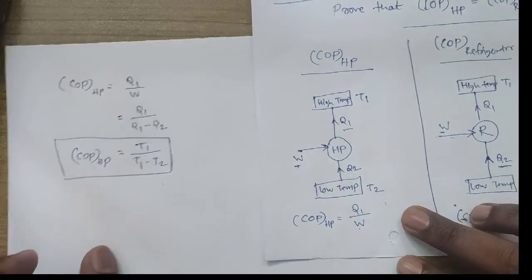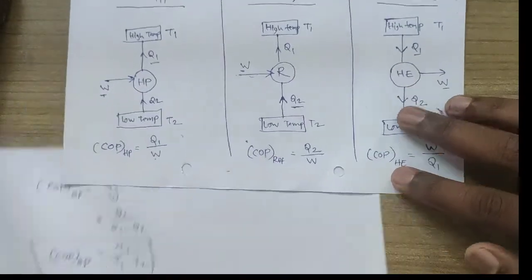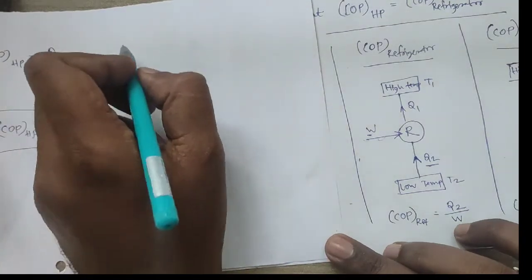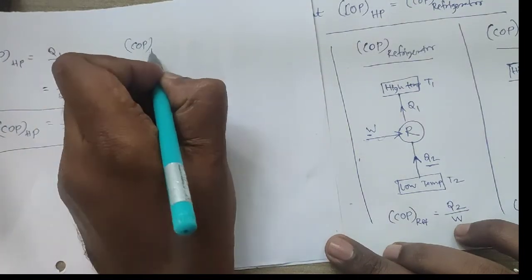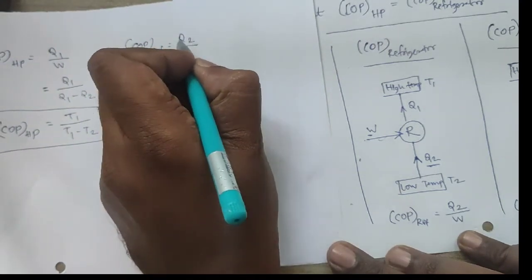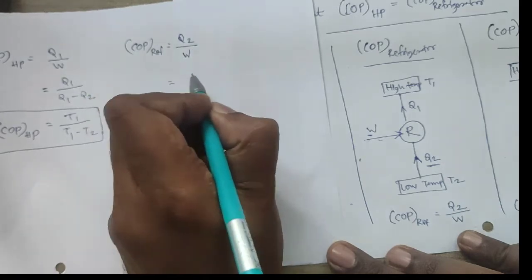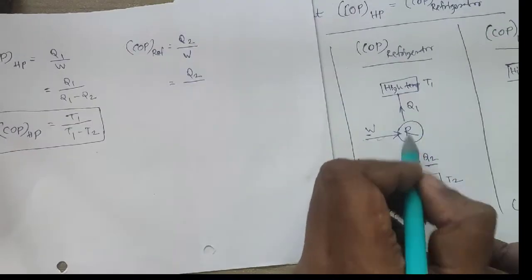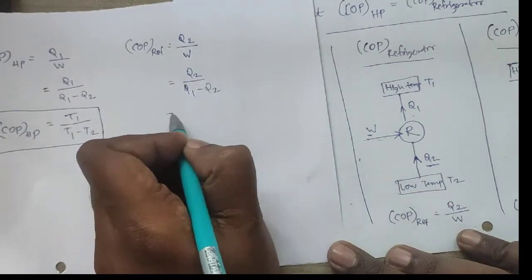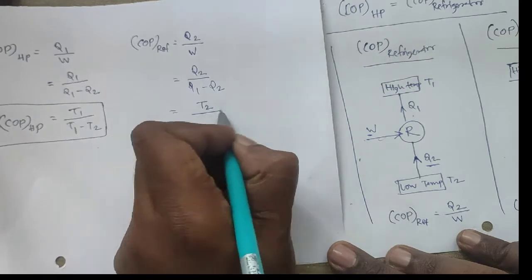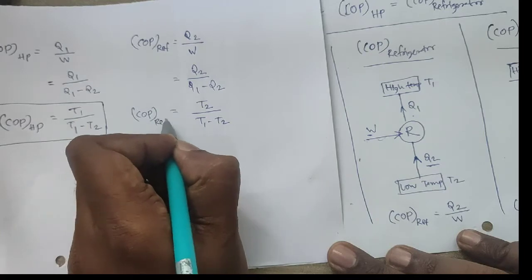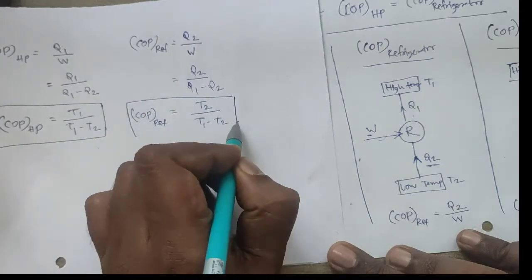Clear? Now let us solve the refrigerator. COP of refrigerator is Q2 upon W. We can also write W as Q1 minus Q2, since Q1 is higher and Q2 is lower. So we can also write T2 upon T1 minus T2. So COP of refrigerator is T2 upon T1 minus T2.